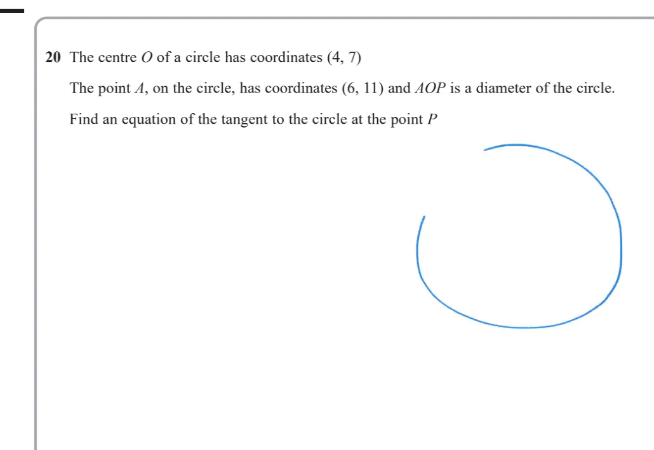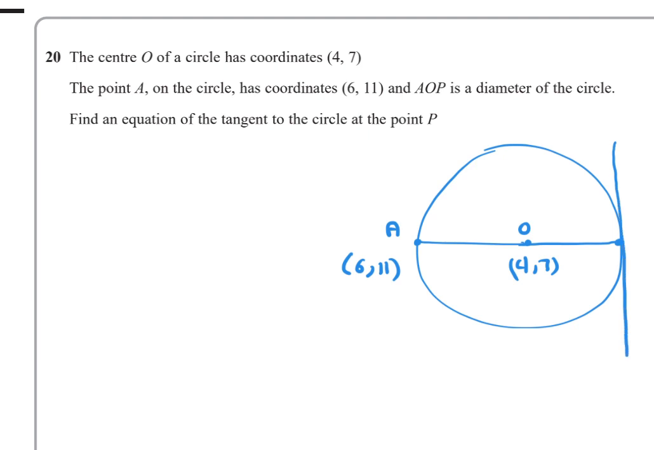Draw a circle with center O. The coordinates for the center 4 and 7. And we have point A. The coordinates of the point A 6 and 11. AOB is a diameter, so extend the radius to be diameter. We need to find the equation of the tangent at the point B. So this is the tangent at the point B. This is the point B. So we need to find the equation of this tangent.